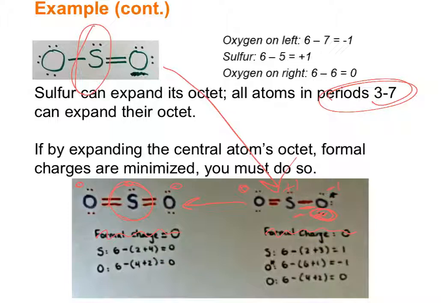How many electrons does sulfur have around it now? 2, 4, 6, 8, 10. Okay? But no formal charges at all. So this original Lewis structure goes away, and this expanded octet version is more stable. And as a matter of fact, it is the accepted Lewis structure for sulfur dioxide.